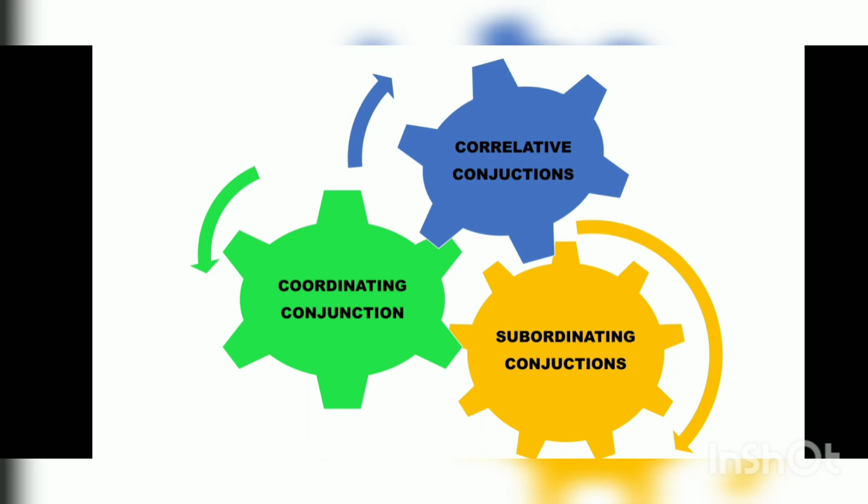For right now, all you need to understand is coordinating conjunctions are those that join similar grammatical units. Correlative conjunctions are those which are used in pairs. Suppose no sooner than or hardly when. Last, there is the subordinating conjunction. They are used to join a subordinate clause to the principal clause. Now we will discuss all these types in detail in the next class.